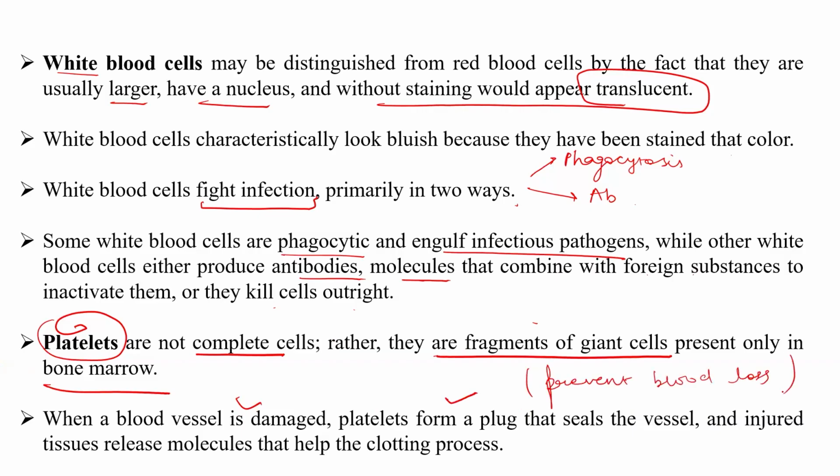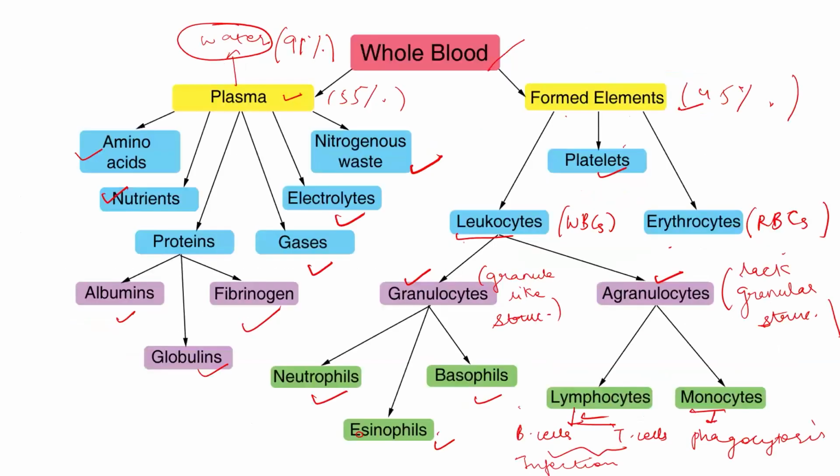So if there is a lack of platelets in any body, then a single injury will lead to a lot of blood loss and it may be fatal. Basically, it forms a seal around the vessel, and injured tissues release molecules that further help in the clotting process. Therefore, platelets help in preventing the blood loss and inducing the clotting. So these are the major cells that are present within the blood.